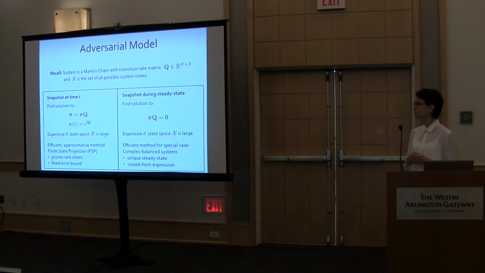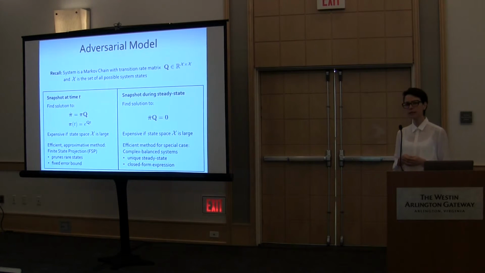here is that this is a very expensive operation if our state space is large. So at least the people who have been studying this, and one common method to solve these kinds of problems is to use finite state projection methods, where they actually prune the state space, and then the whole evaluation becomes much more feasible. The other way of viewing the problem is by saying, well, our adversary can actually take a snapshot of the system during its operational regime at steady state. And that would amount to finding a solution to this linear system here.